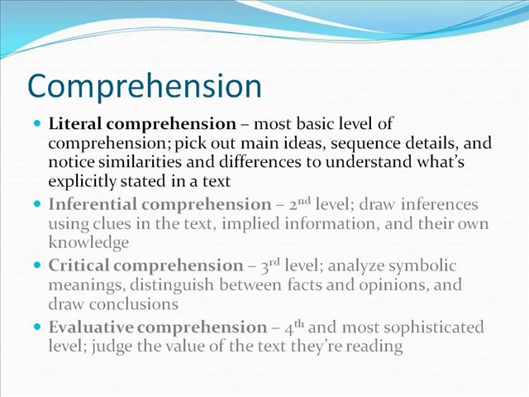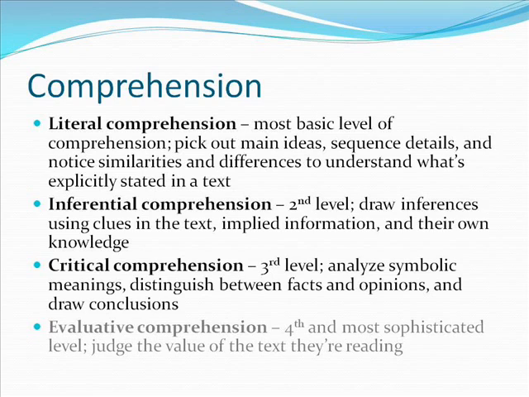Comprehension involves different levels of thinking, from literal to inferential, critical, and evaluative. Literal comprehension is the most basic level of comprehension. Readers pick out main ideas, sequence details, and notice similarities and differences to understand what's explicitly stated in a text. The second level is inferential comprehension. Here, readers draw inferences using clues in the text, implied information, and their own knowledge.